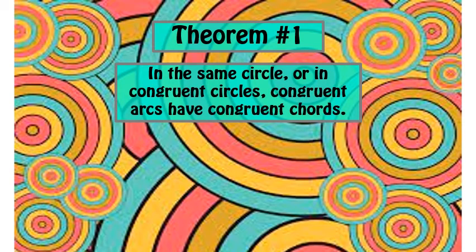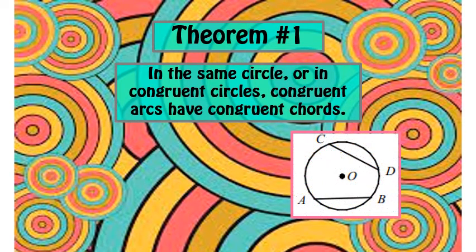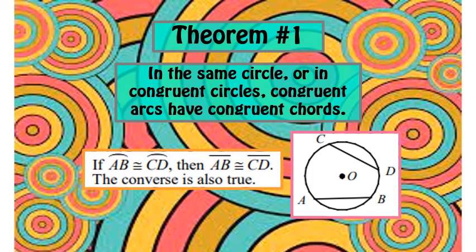In the same circle or in more than one congruent circle, congruent arcs have congruent chords. So if we have arc AB and arc CD in the figure you see here, and those two arcs are congruent, then the chords AB and CD are congruent as well. So if arc AB and arc CD are congruent, then segment AB, or chord AB, and segment CD, or chord CD, are also congruent. And you can say that the converse is also true.